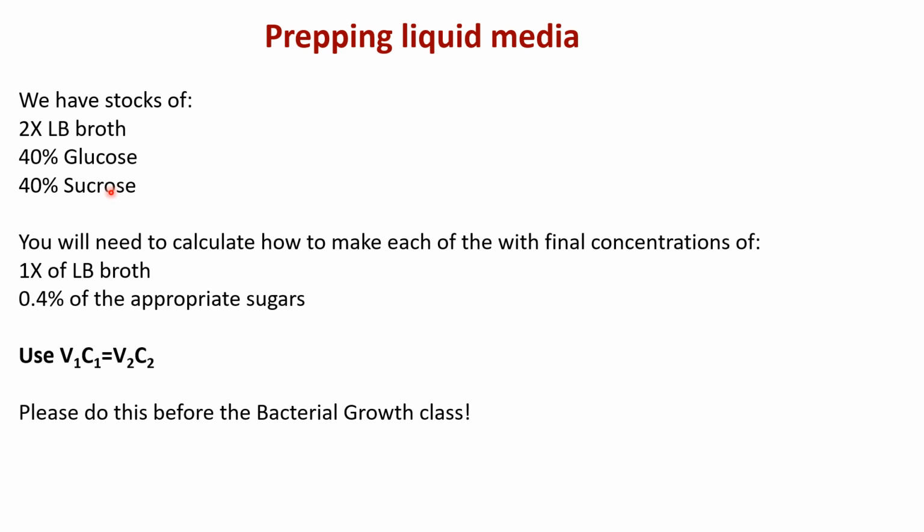glucose or sucrose. And so you'll need to calculate how much you need for making LB that has a concentration of 1x, so the general working concentration for LB. And the final concentrations for the sugars should be 0.4%. And my favorite formula from chemistry, the thing that I use the most, is right here. This is what you will need. And so you need to sort of figure out these calculations before you come to class.